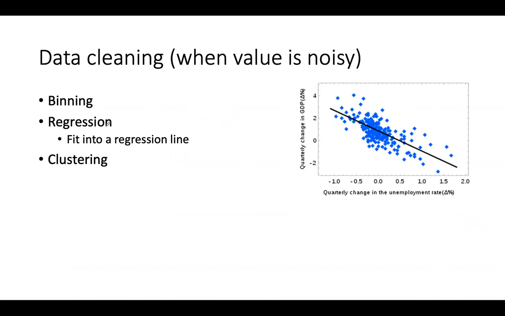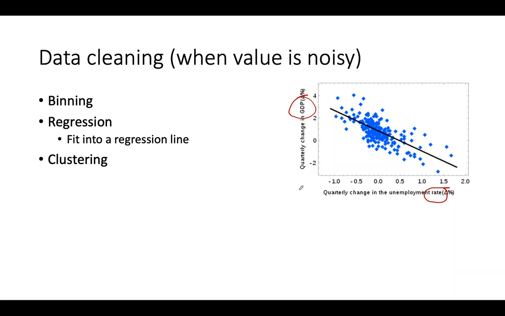Another approach is to use regression. There are two types of regression here. The first one, the most common type, is linear regression. Linear regression is the process of finding the best line that can fit two attributes, or two variables, in our case. We have quarterly change in GDP as the first attribute and unemployment rate, so that one attribute can be used to predict the other.